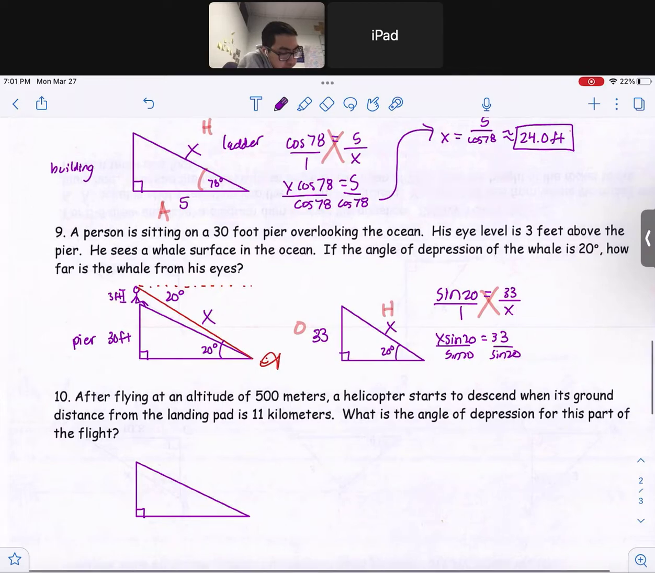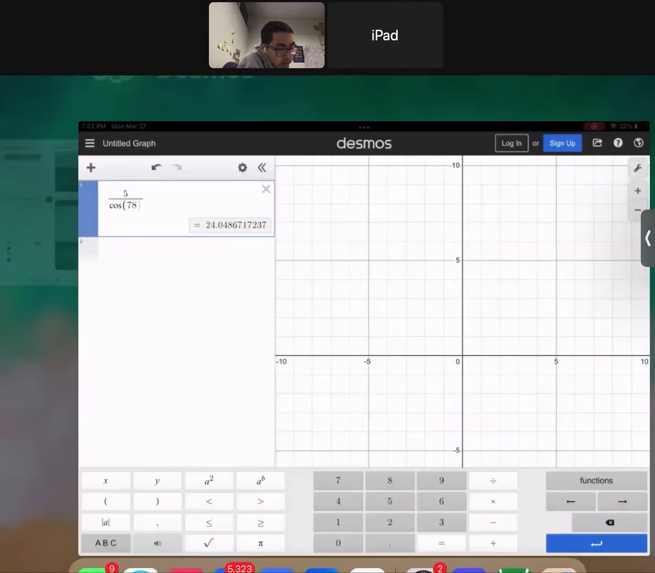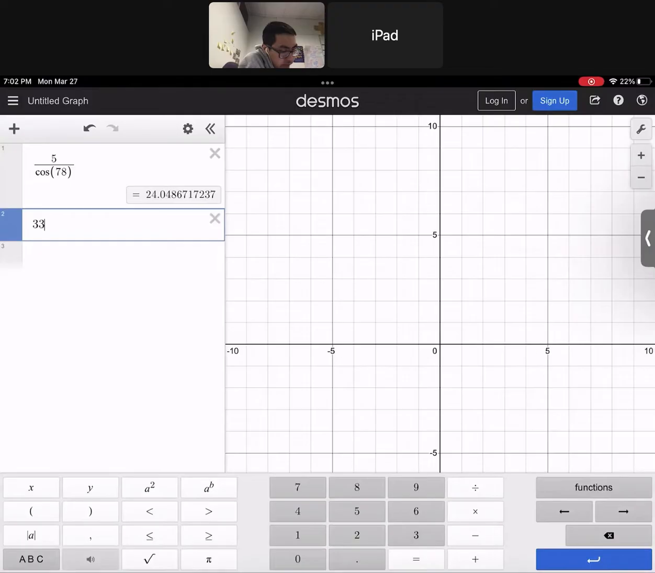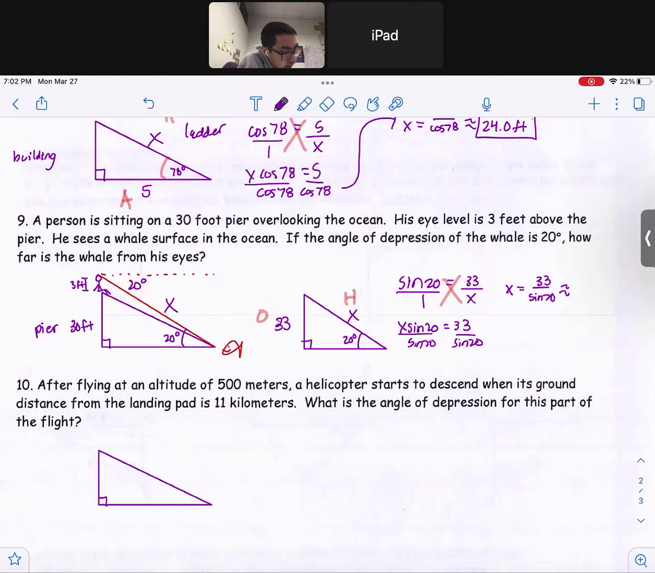So x equals 33 divided by sine of 20, and this is roughly what? Round it to the nearest tenth. 33 divided by sine of 20, 96.5. 96.5 feet. That's the distance from the whale to the person's eyes.